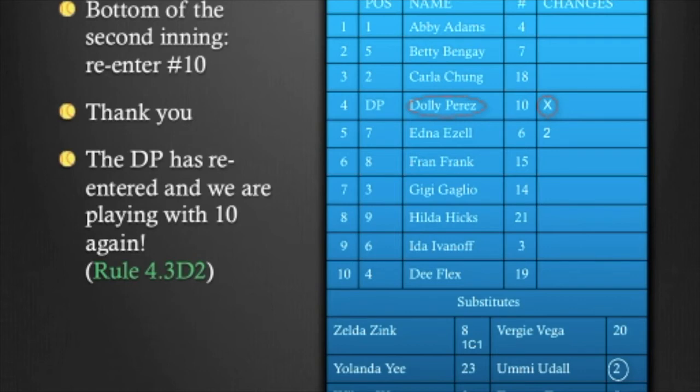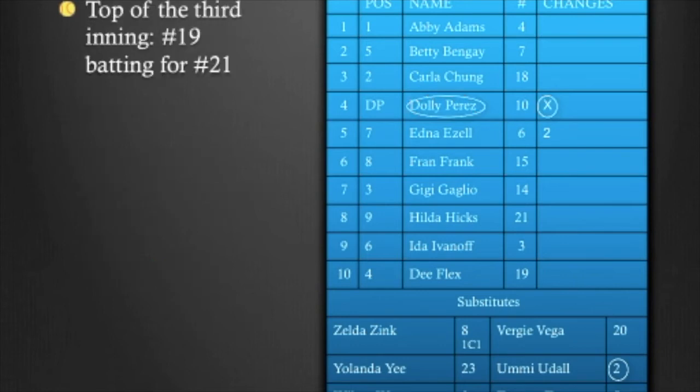Question. Was the flex ever out of the game? So this wasn't any sort of substitution for her. Right. She could do this. She could do this every inning, right, Buck? The third inning. Number 19 batting for number 21.